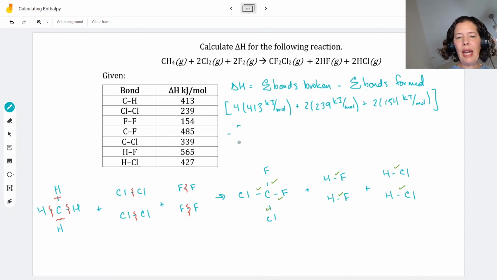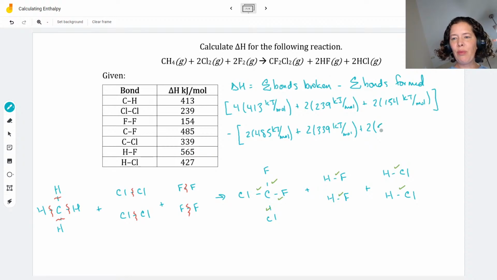And now I need to add up all of my bonds formed. So for my bonds formed, I have 2 carbon-fluorine single bonds. Those are 485 kilojoules per mole. And I have 2 carbon-chlorine bonds. So I have to add those in. Those are 339 kilojoules per mole. Okay, let's keep going. I have 2 hydrogen-fluorine single bonds.